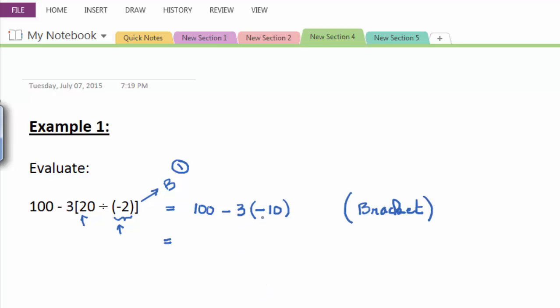Now I have what? Now I have the negative sign and I have the operation minus. And I have a hidden multiplication. So which one is greater, multiplication or the subtraction? For sure multiplication is number 2. So I need to do multiplication. So that means 100. Now -3 multiplied by -10. So negative and negative, they have the same sign, so it's gonna lead to plus 30.